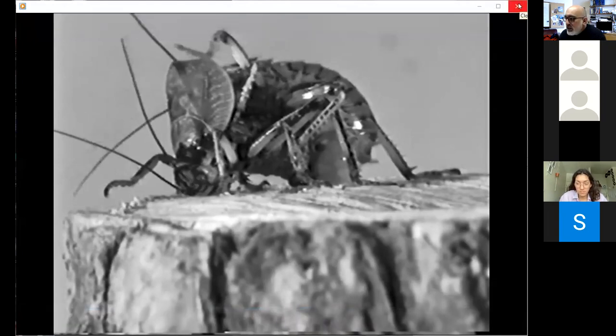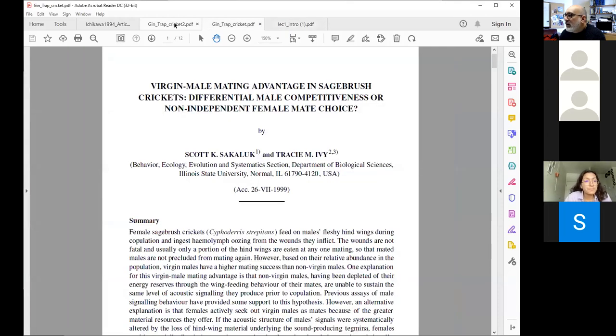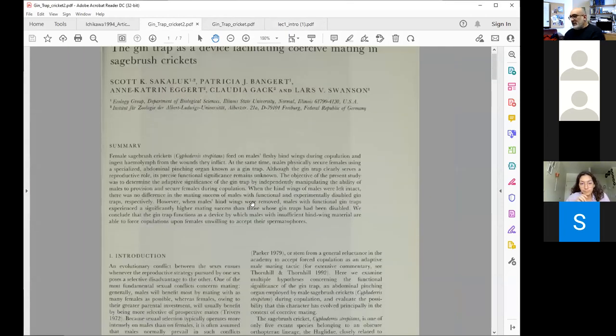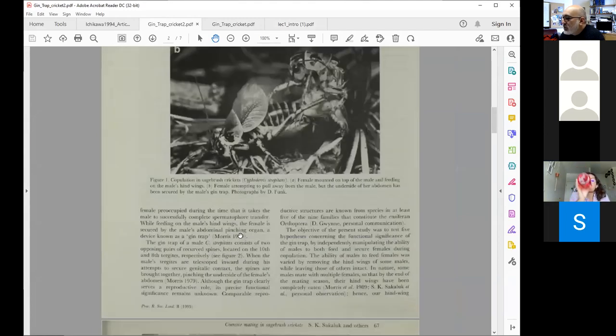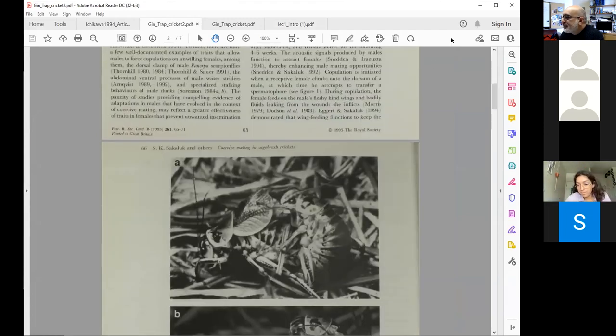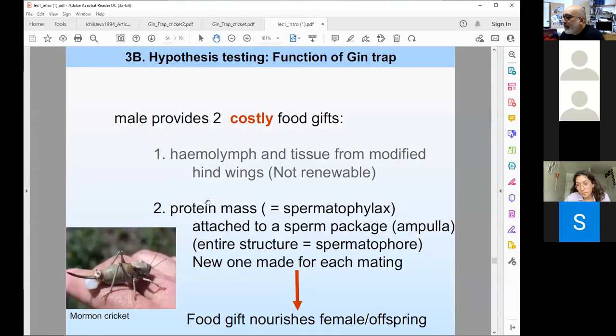This is all associated with a paper that I've put on D2L, and I'm just going to go back to my slides. So this paper here is related to what we're going to talk about today. Okay, the gin trap and so on. Here's the photos and so on. So this is on D2L as well. It's worthwhile looking at that.